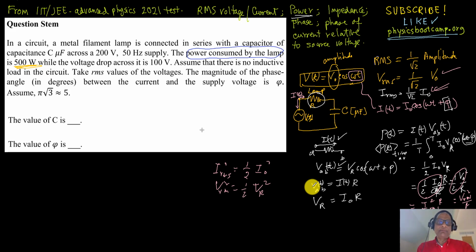Let me do this problem here. Okay, so let's read this. This is the circuit. Let me erase all of this, because these are all just definitions, and then we'll come back to it.